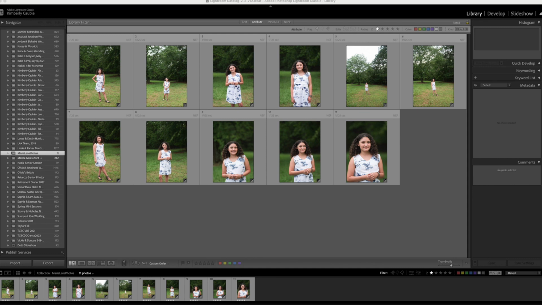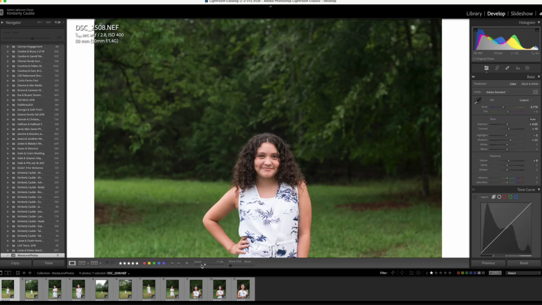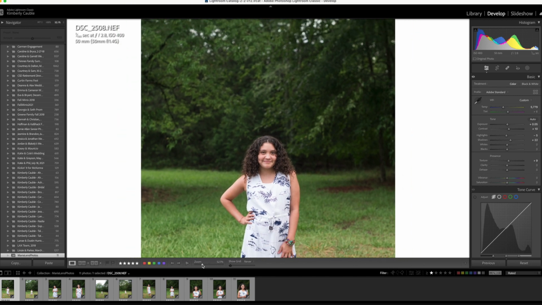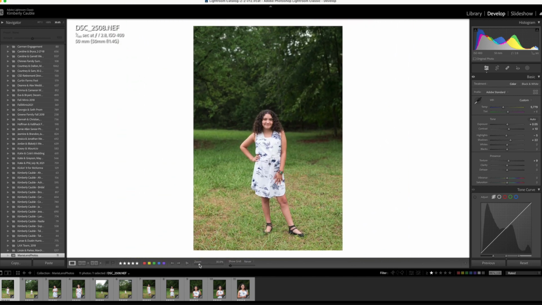But these are some different images, and I'm going to share with you some of the different shots that I took at different focal lengths so that you understand kind of how they look and how they work. So I'm going to start here with the first one. Let me zoom out at 100% so you can see the picture in the frame here. So this is a picture that I took of Maria at 50 millimeters.